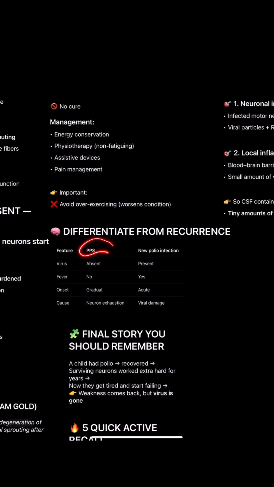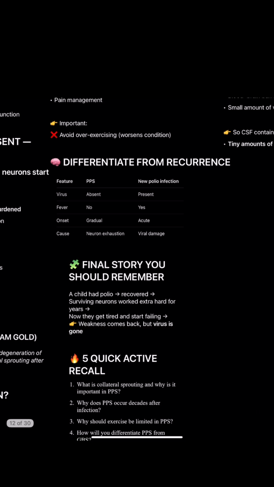Now, to differentiate PPS from new polio infection: in PPS the virus is not there, in new infection it is there. Fever: no in PPS, yes in new infection. Onset is gradual in PPS and acute in new infection. PPS is caused by neuronal exhaustion, and here the cause is viral damage.